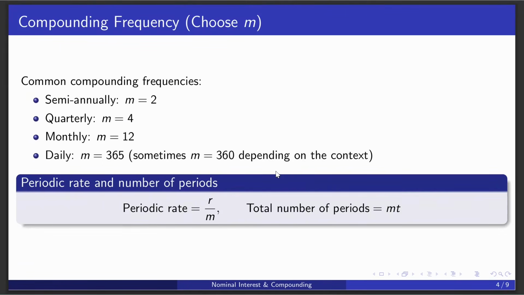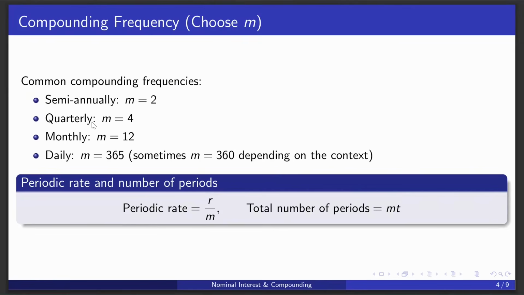Some examples of compounding frequencies are semi-annual, where M is equal to 2, which means that interest is compounded 2 times in a year. In the first 6 months, we compound interest once, and in the final 6 months, we compound interest again. So interest is compounded 2 times in a year.